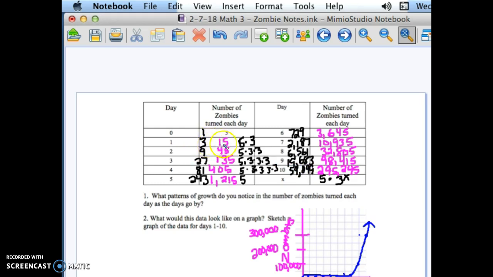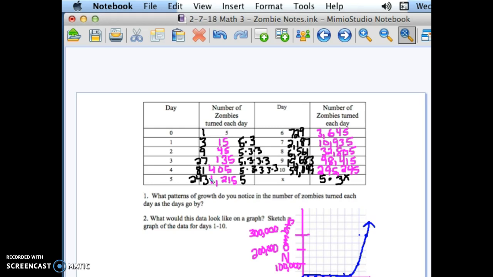If we're comparing 3 and 15, you can multiply those by 5. What about 9 and 45? What about 27 and 135? So if you only start with 1 versus 5, all of my numbers are going to be divided by 5. Do you see that pattern?